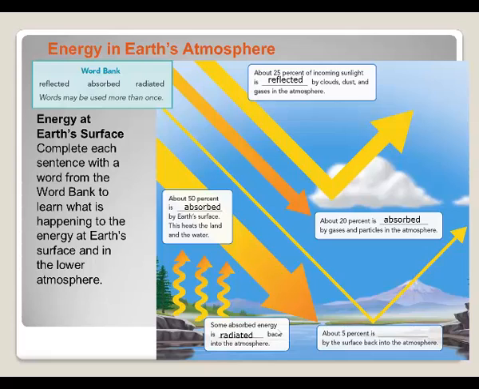Some absorbed energy is radiated back into the atmosphere. As energy is radiated back into the atmosphere, it allows the temperature on our planet to slowly increase. And then about 5% is reflected back by the surface and the atmosphere.